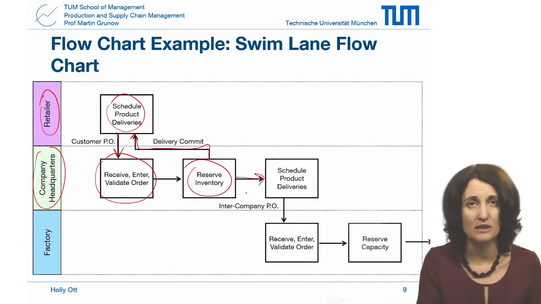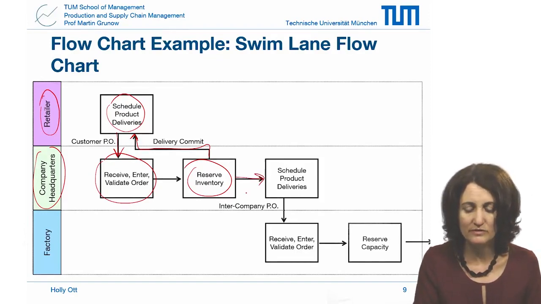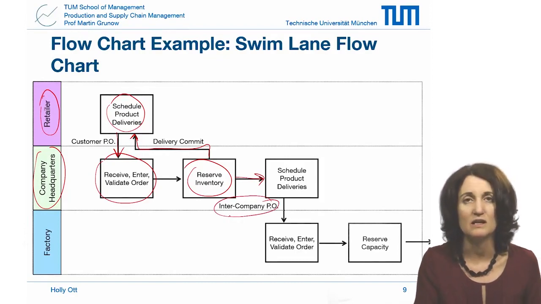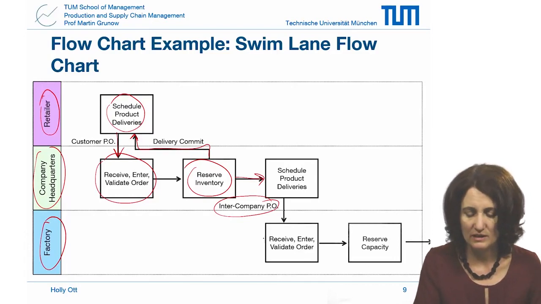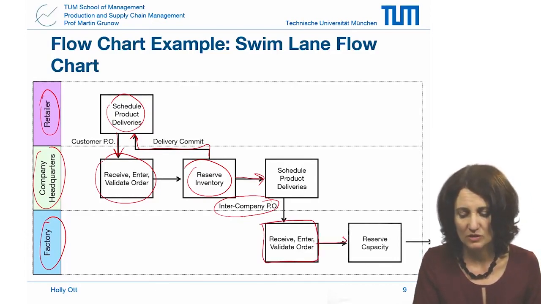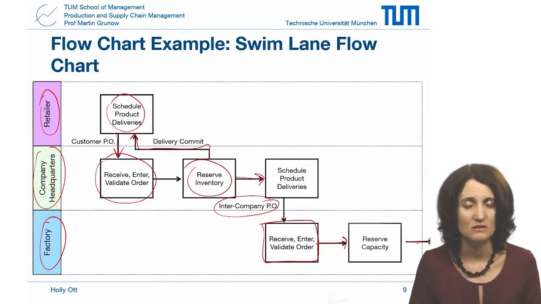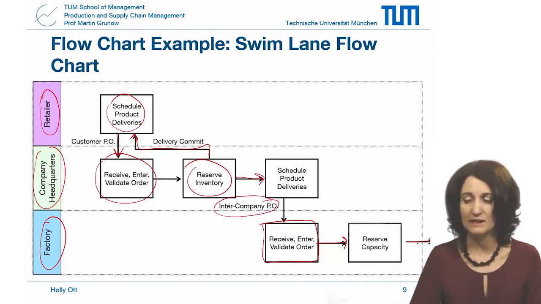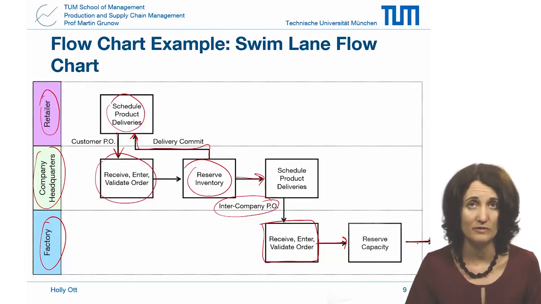They then schedule the product deliveries, and this generates then a company purchase order within the company to the factory. And here again, the factory then has to receive the order from the headquarters, reserve capacity, and on with the flow, produce the parts, and make sure they get shipped out. So, for example, you can use a slightly different type of flowchart, the swim lane flowchart.